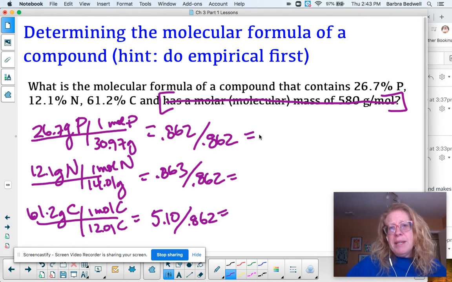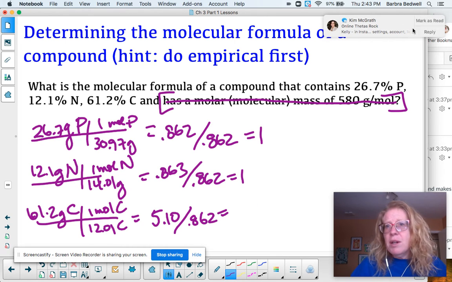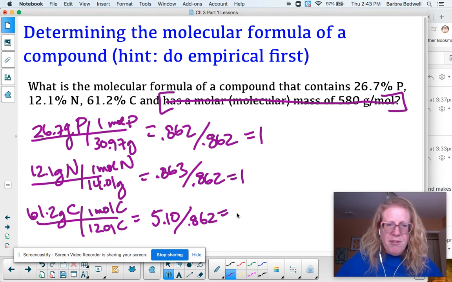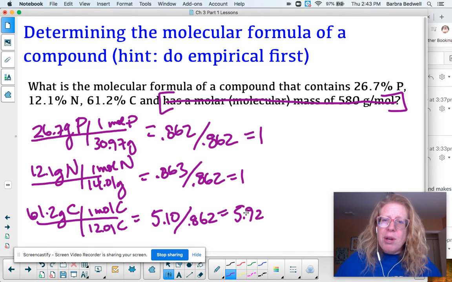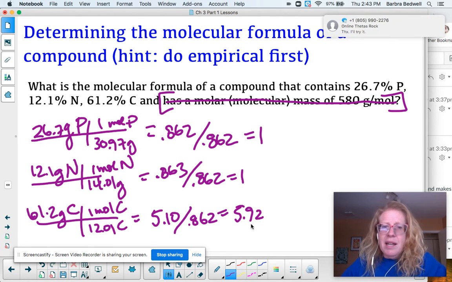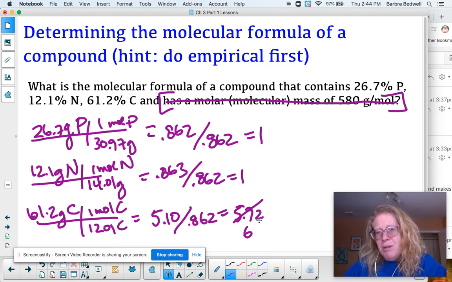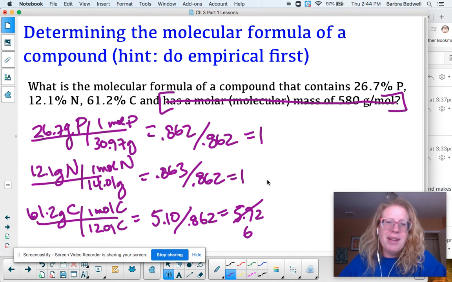So I'm doing my step where I'm dividing by the smallest number to see if I can figure out what that ratio is. 5.10 divided by 0.862 gives me a value of 5.92, something along those lines, which is closest to 6. So I'm going to call this 6, because that 5.92 is not a fractional value. At that 0.9 point, it's basically close enough to a whole number, so this is where I can kind of fake it and round it.